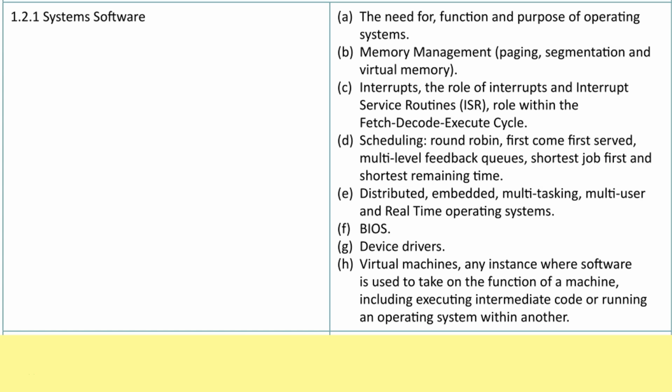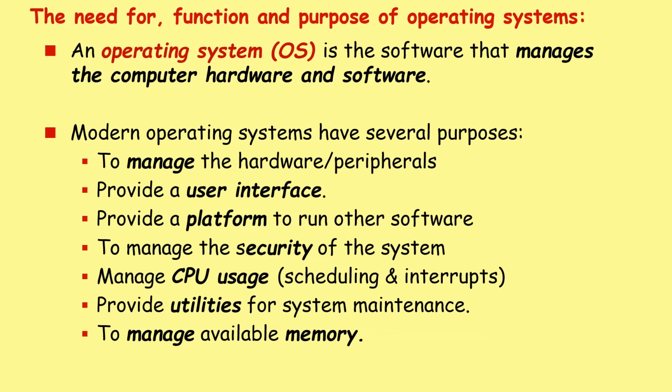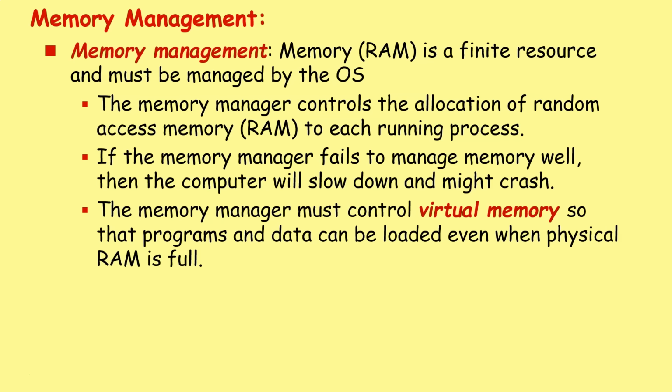Moving on to the next section, we have 1.2.1 System Software: the need for, function, and purpose of an operating system. Well, basically, an operating system, or OS, is the software that manages the computer hardware and software. Modern operating systems have several purposes, including to manage the hardware/peripherals, provide a user interface, provide a platform to run other software, manage the security of the system, manage CPU usage through scheduling and interrupts, provide utilities for system maintenance, and manage available memory.